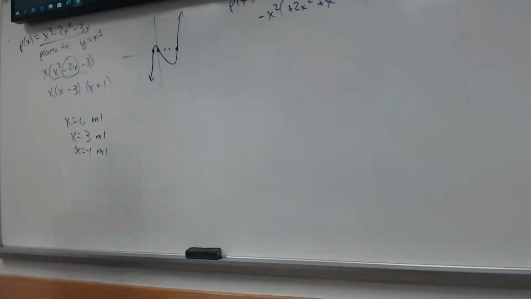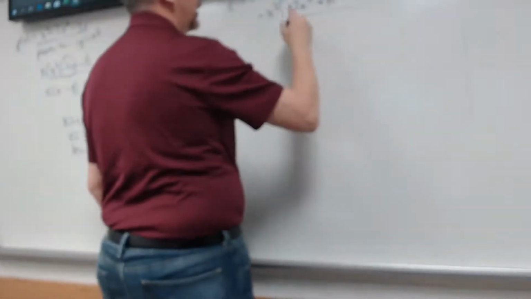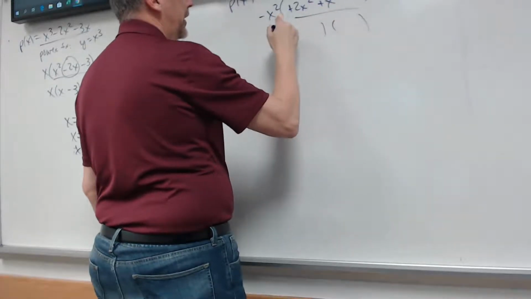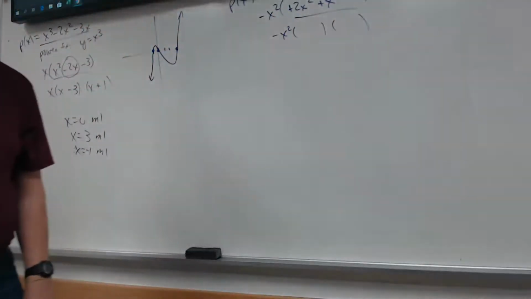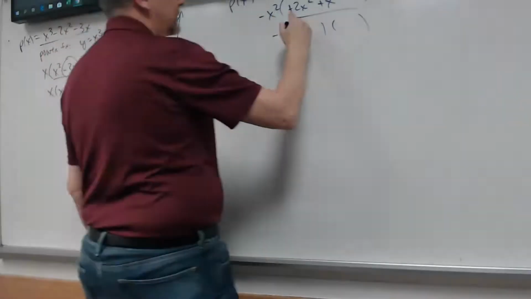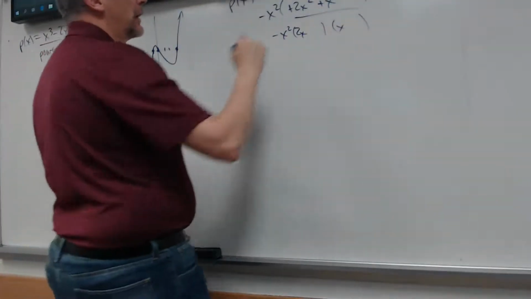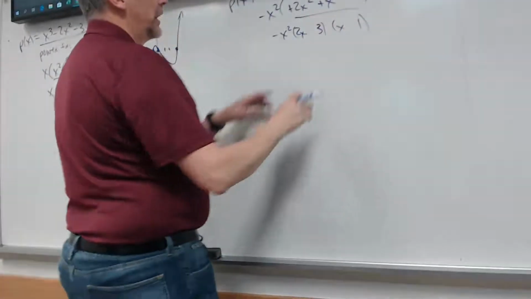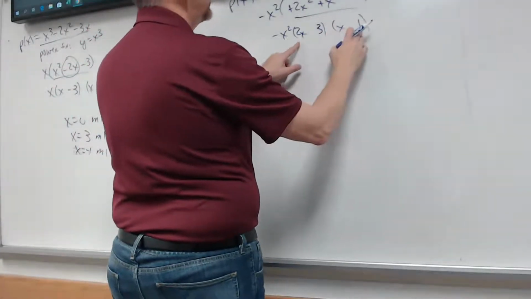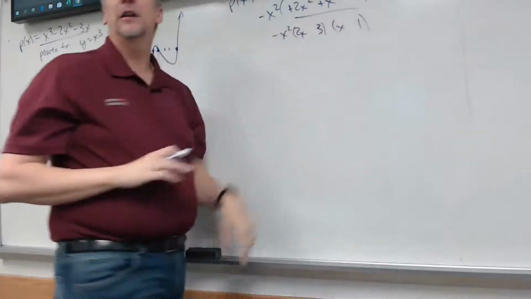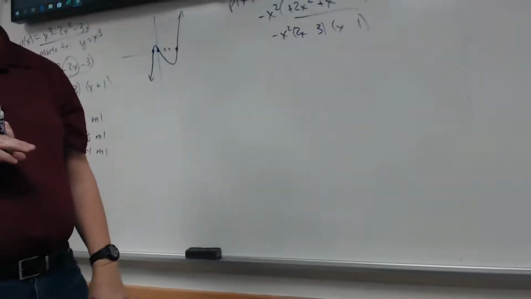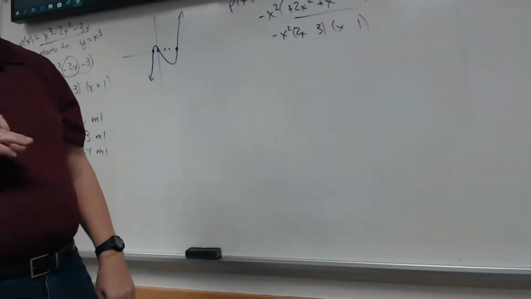All right, can we factor this? Yes, we can. So I got my minus x squared here, and you're going to have a 2x and an x, and then 3 and 1. So that gives me a 3x and a 2x. So I could get an x there if I wanted to. So how do I get my signs?